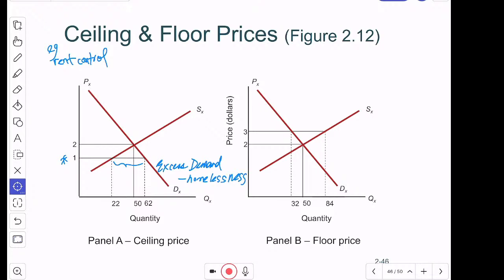Okay, so that's my example. What about floor price? What's an example of floor price? So in this case, the price charged per unit is at 3, but market equilibrium is at 2. So what's a good example? What's a government intervention for that?